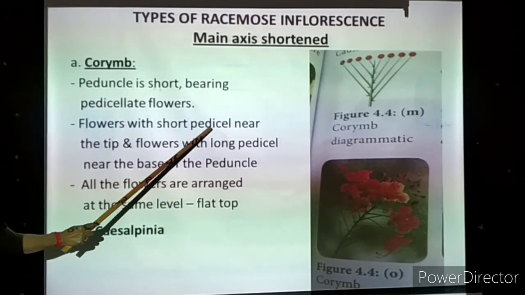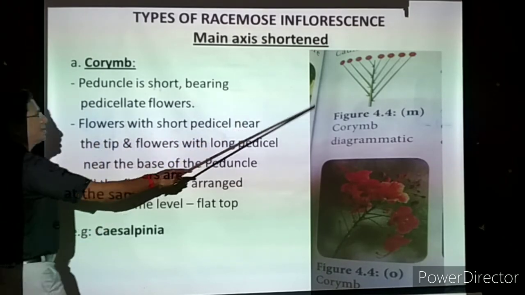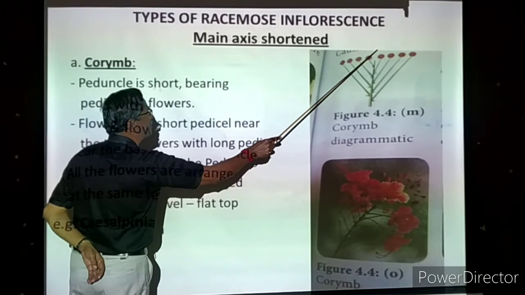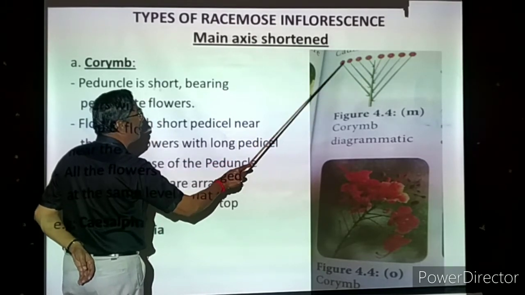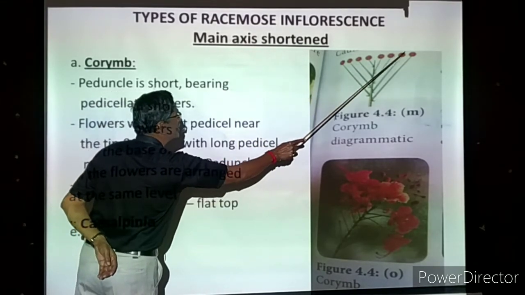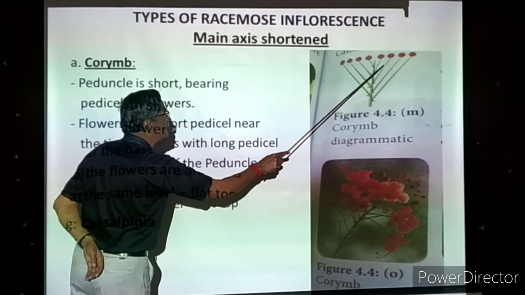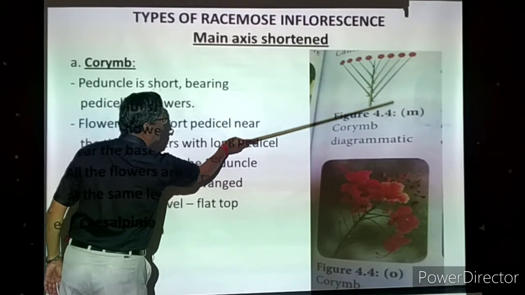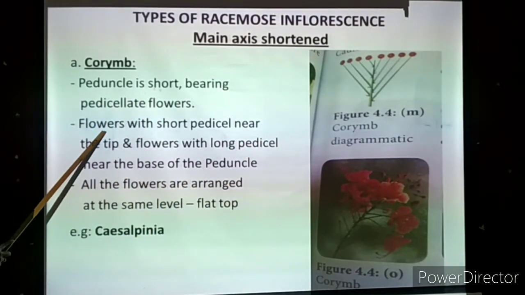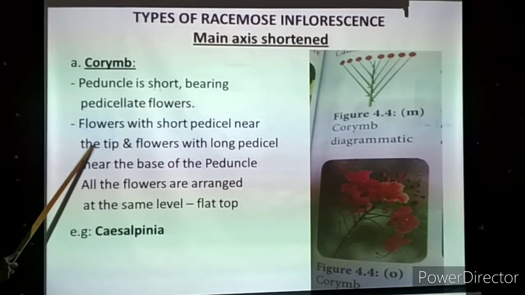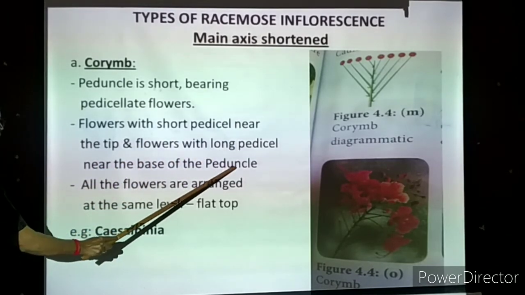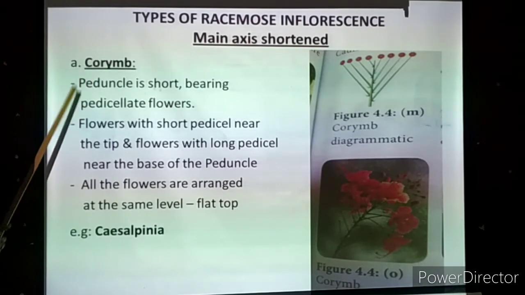Flowers with a short pedicel near the tip. See this picture. Now these are all the flowers. They are having short pedicels. They are present near the tip. But the flowers with a long pedicel, now see that long pedicel, long stalk, they are present near the base of the peduncle. Okay, so the flowers with a short pedicel near the tip and flowers with a long pedicel near the base of the peduncle, that is a character of corymb.